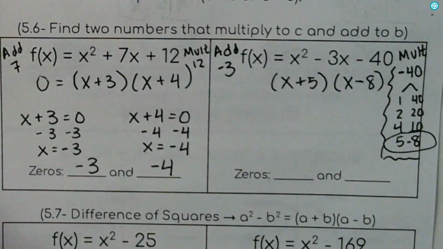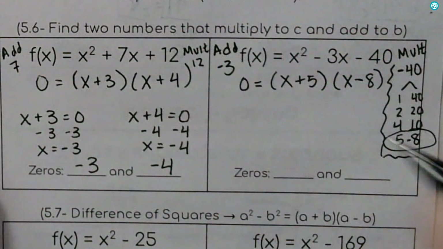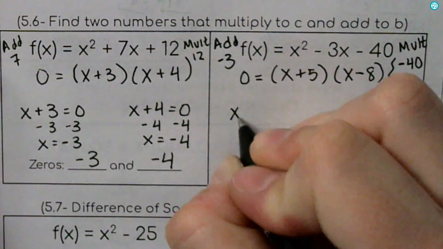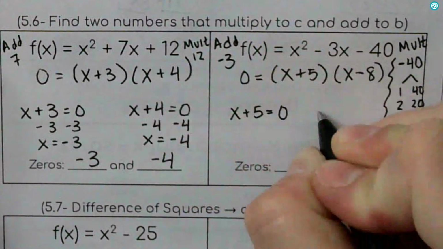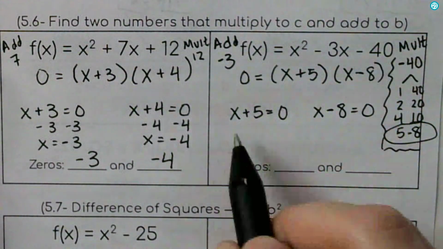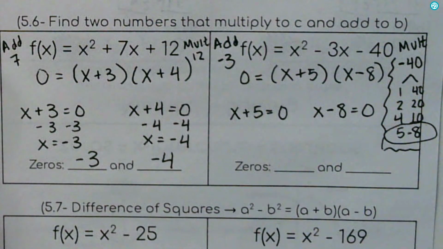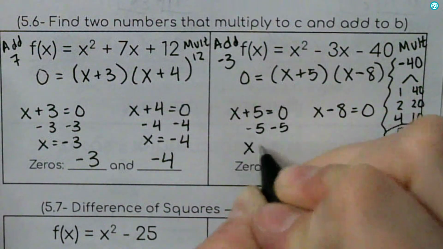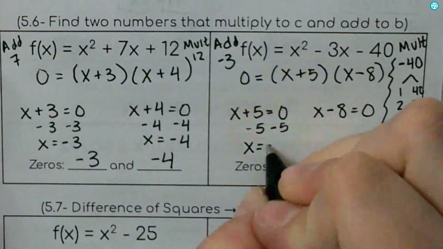If you want to show yourself setting it equal to 0, you can, because setting it equal to 0 is technically how we find the zeros of it. Right. So then once we get it factored, we do each little factor equal to 0. So we've got x plus 5 equals 0, or x minus 8 equals 0. X plus 5 equals 0. We'll subtract 5 from both sides. What does x equal? Negative 5. So 0 minus 5 is negative 5.